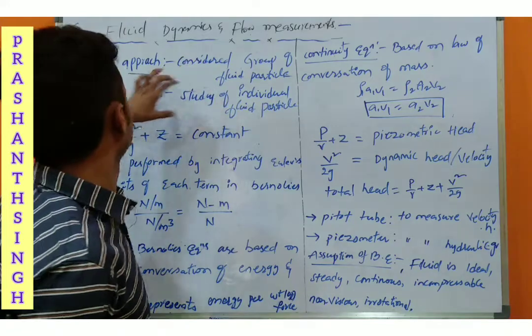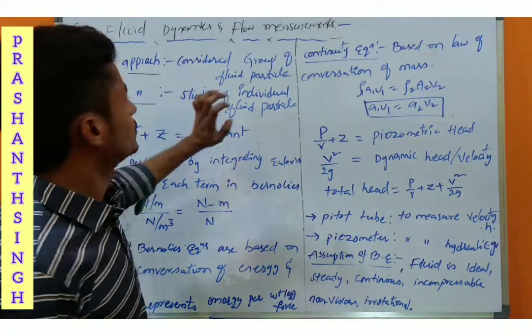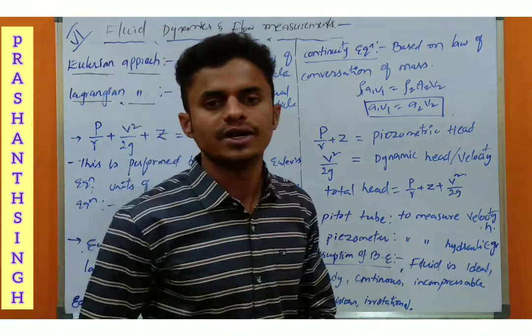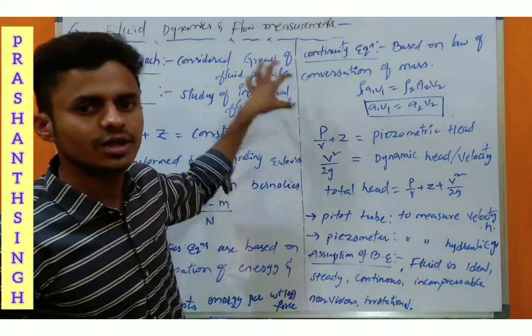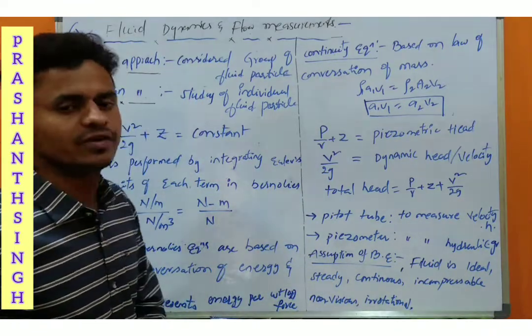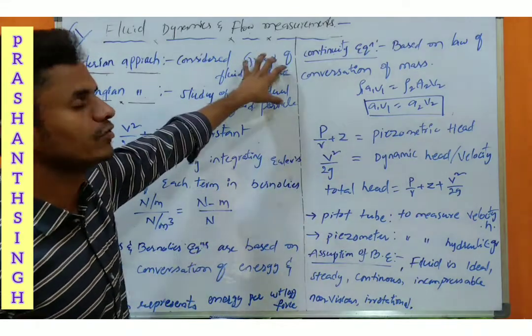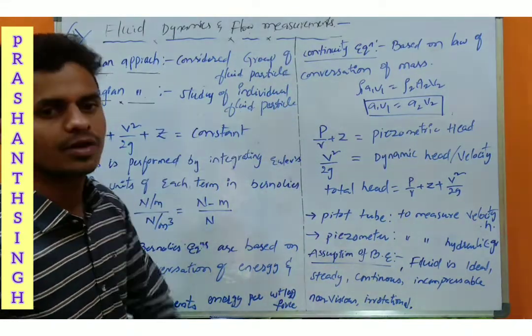What is the Eulerian approach and the Lagrangian approach? In the Eulerian approach, we will consider a group of fluid particles. In the Lagrangian approach, we will consider the individual fluid particle. Here is a group of fluid particles, and here are individual fluid particles.